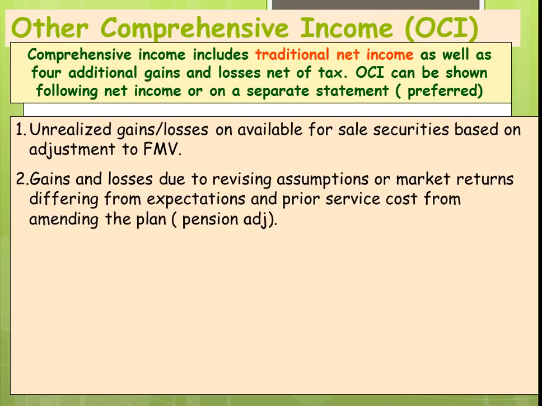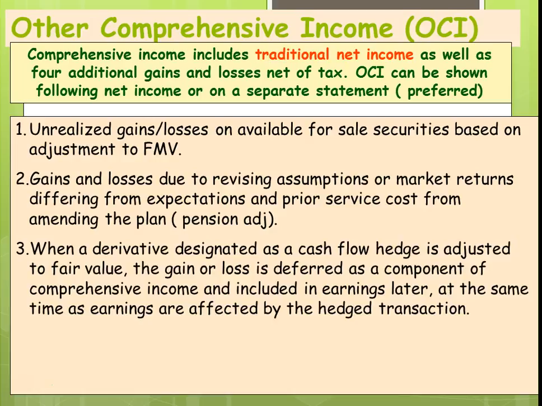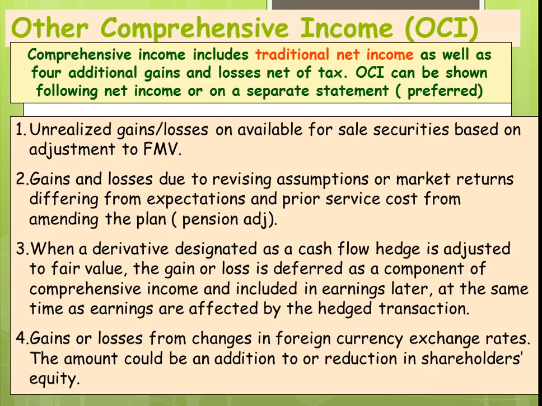Any gains or losses due to revisions in pension plans. Any changes due to any derivatives. And gain or losses from changes in foreign currency exchanges. That's another example. Now, under the international standard, they have one more, which is 5, which would be any adjustments to fair market value of fixed assets. Now, currently, we don't do that, so we don't have that category, but they do under the international standard.